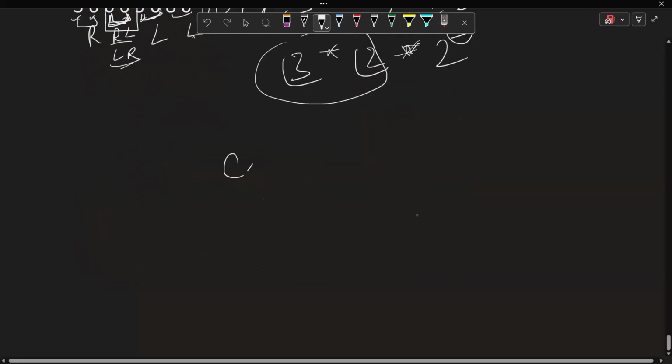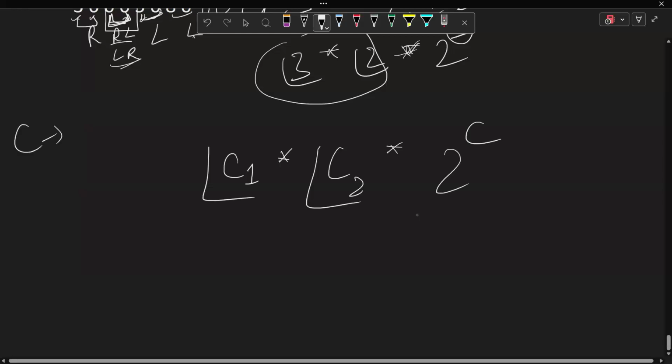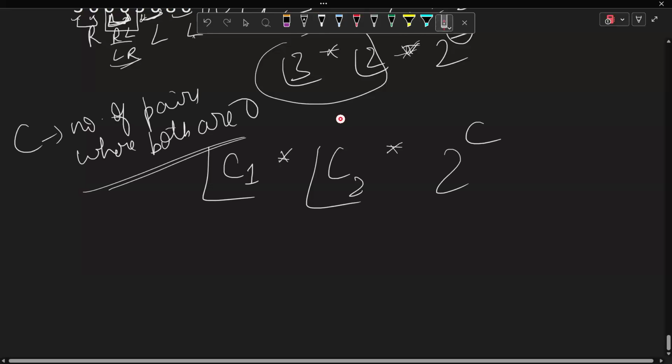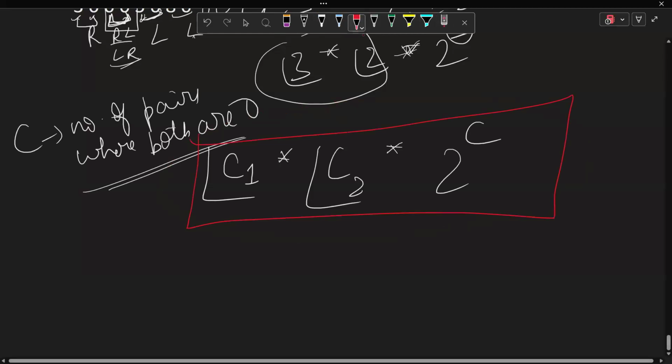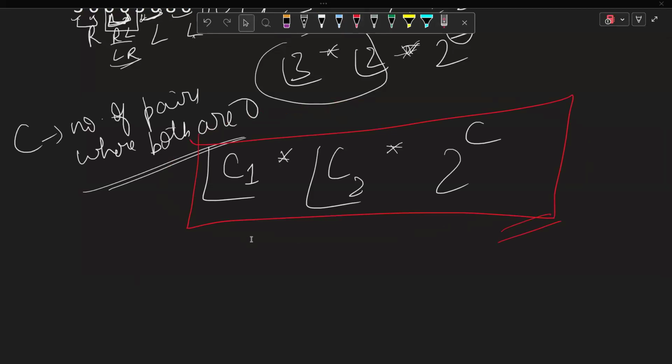So my final answer is actually C1 factorial into C2 factorial into 2 to the power C, where C is the number of pairs where both are 0. You can say both are unknown. Okay, that's C. So this formula is going to give me my correct answer for the easier version of the problem. I hope it is clear to you. Okay, so if the logic is clear, we can look at the code now.